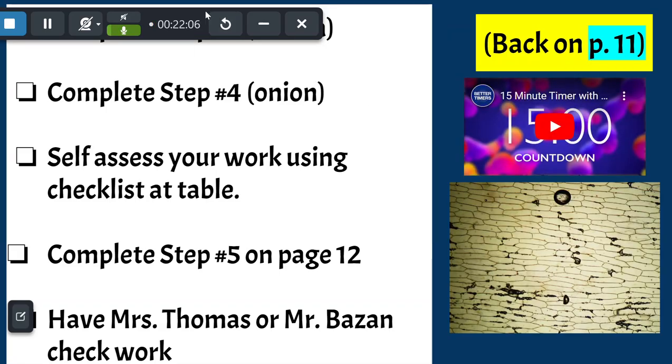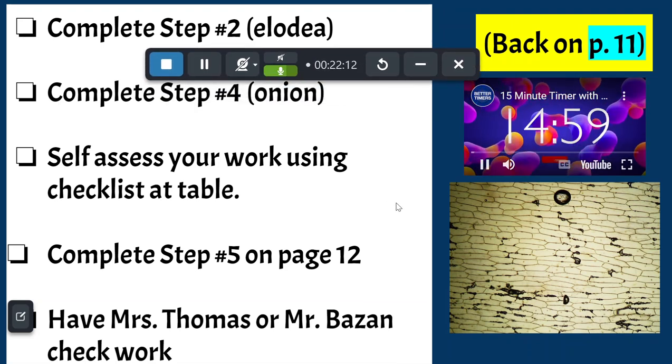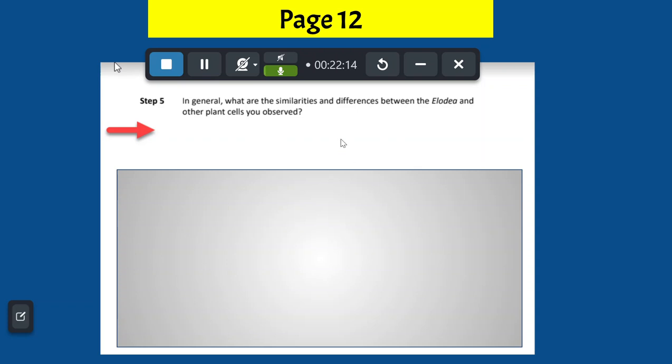All right, so I gave everybody about 15 minutes to try to do those cells, and then we came back to our desks. And I asked everybody to say, in general, what they observed that were similarities and differences between Elodea and the other plants. And so mostly, if we're looking at plant cells, we're going to see that outer structure, that cell wall. But we did not see any chloroplasts in the onion cells.